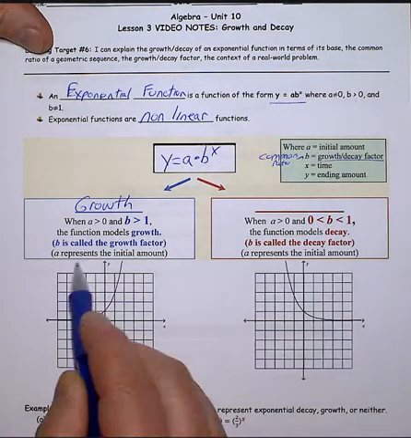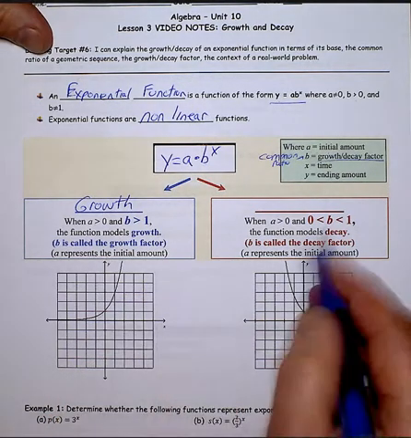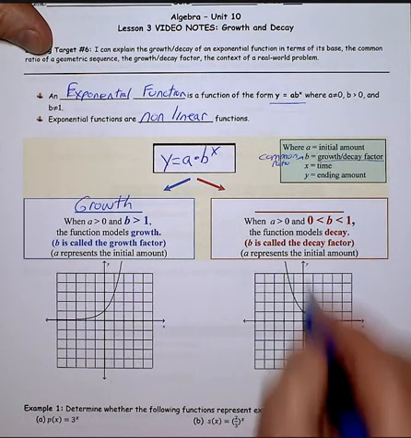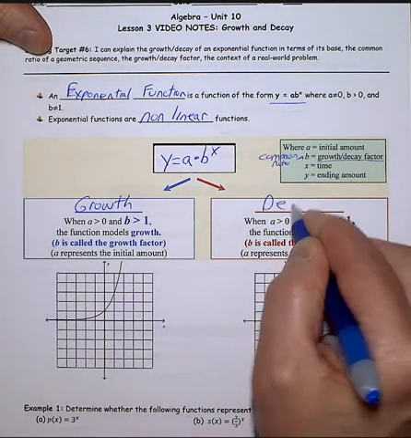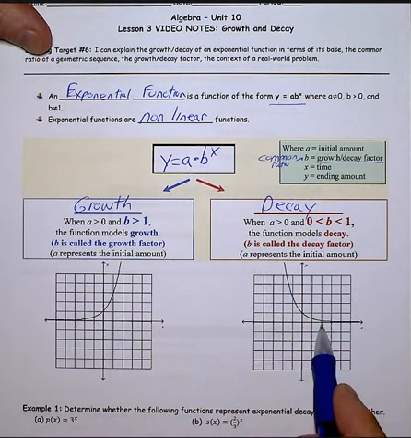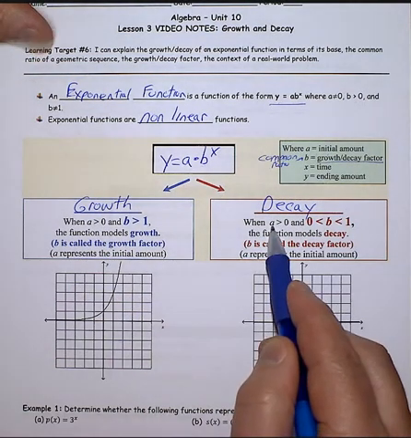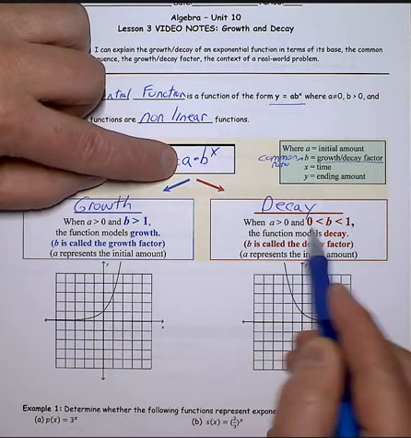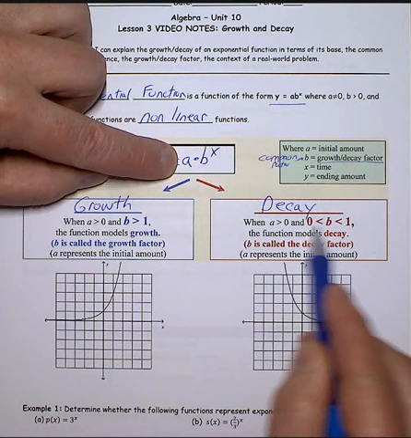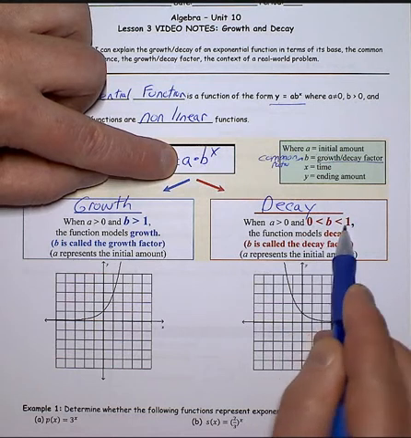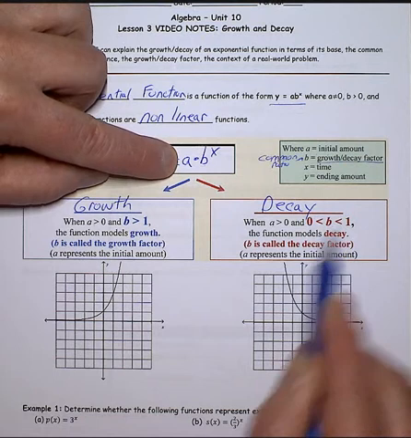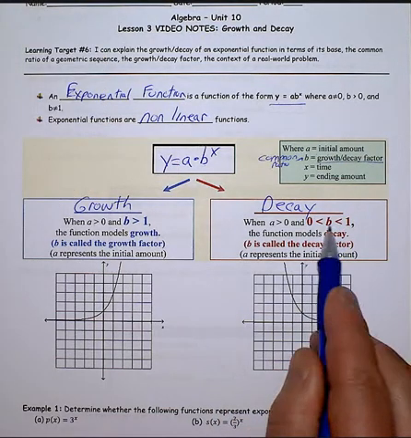A represents the initial amount. Here, we have a lot of money and we lose it in the stock market or something. Well, that's called decay. We don't want that. We want our money to grow. We don't want it to decay. Decay happens when A is greater than 0, but B, remember what happens here? It's a fraction stuck between 0 and 1. That's decay. B is called the decay factor.